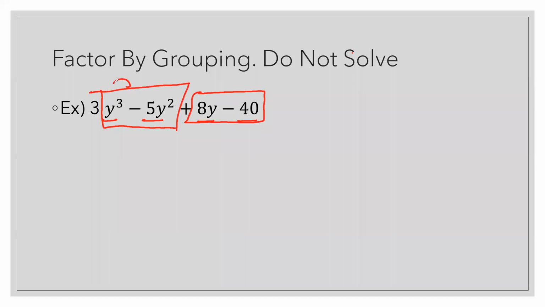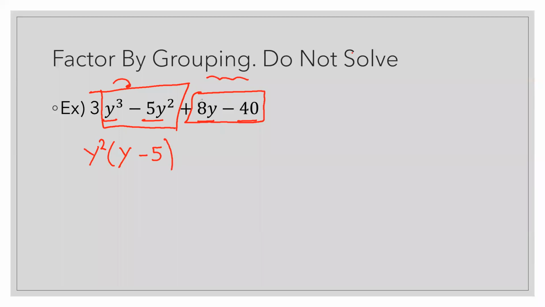So on the first term, y cubed minus 5y squared, can we take out a GCF? Yes, we can. We could take out a y squared. And then this would be, we need a y to get a y cubed, and then we need a negative 5 to get a negative 5y squared, right?